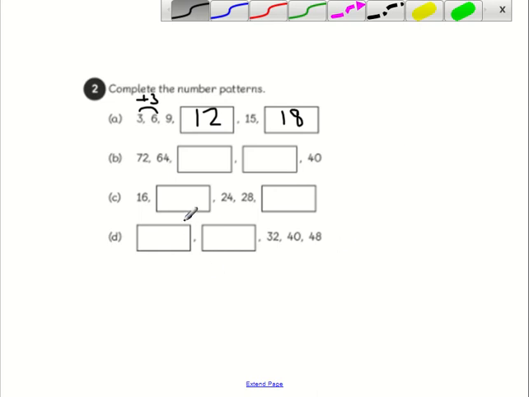Now I need to think about, am I adding or taking away this time? 72, 64. Okay, well 64 is smaller, it's less than 72. So I must be taking away. But how much am I taking away each time? Pause the video and see if you can work it out. Well, I think I'm taking away 8 each time.